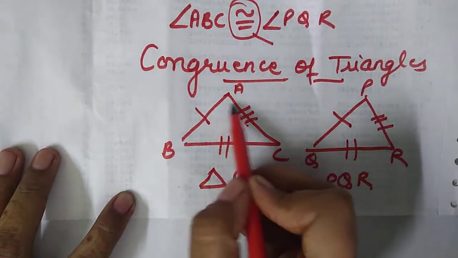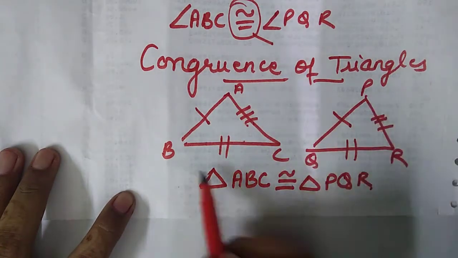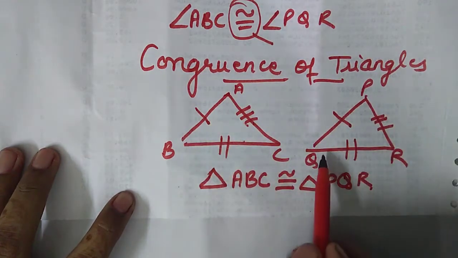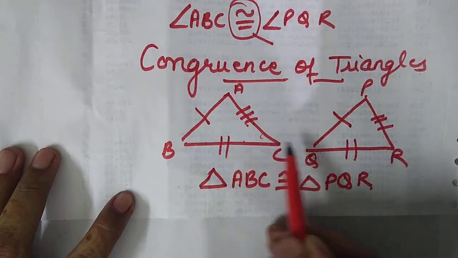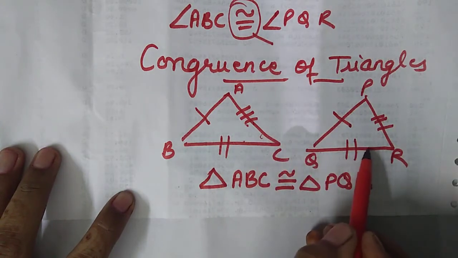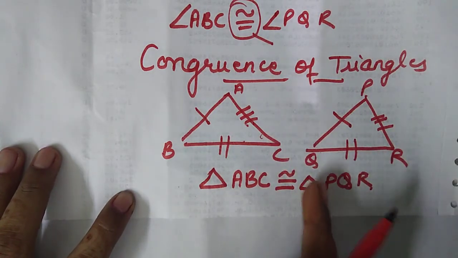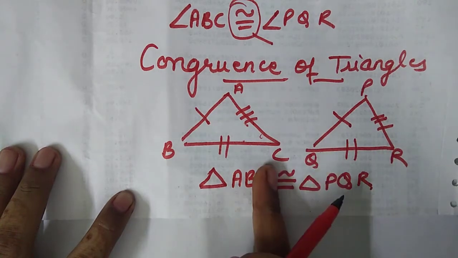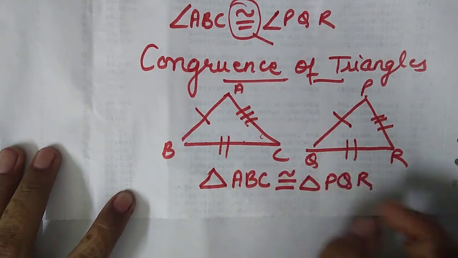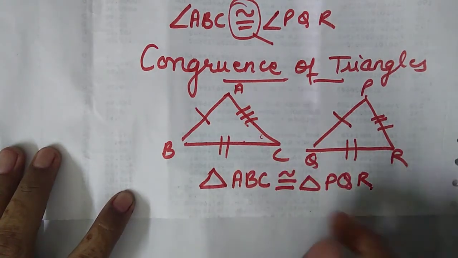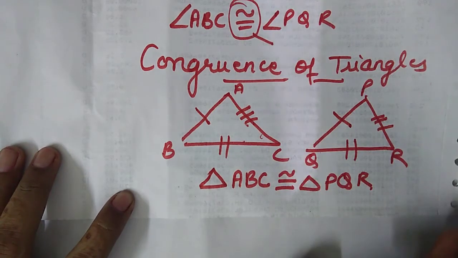Also angle A falls on angle P, angle B falls on angle Q, and angle C falls on angle R. Thus, the order in which the vertices match automatically determines a correspondence between the sides and the angles of the two triangles.